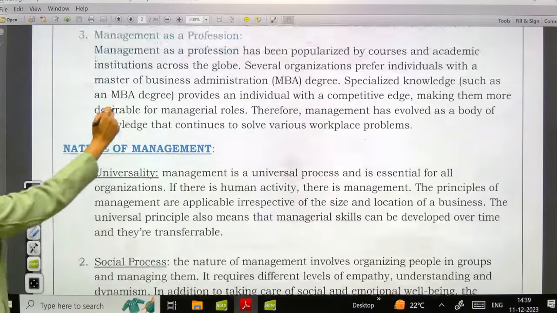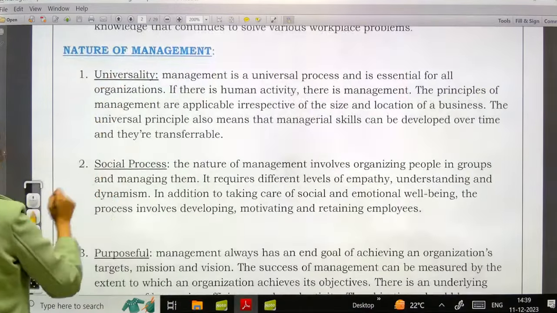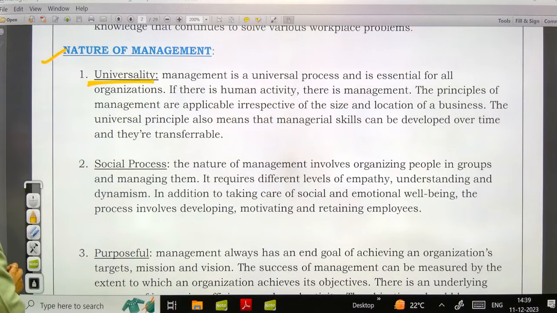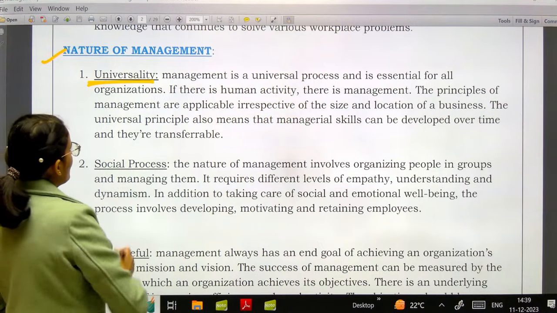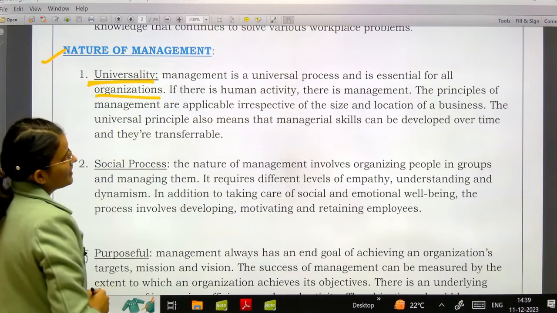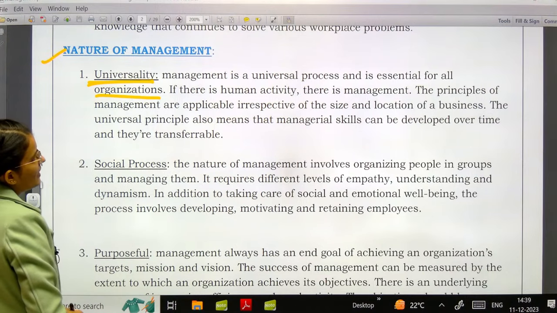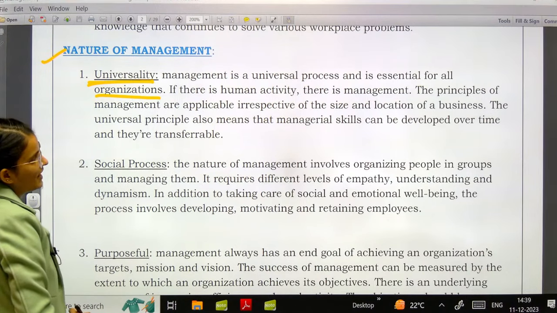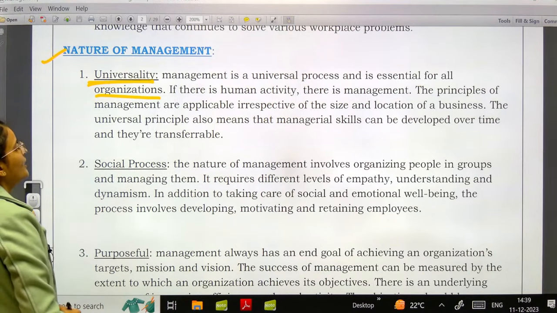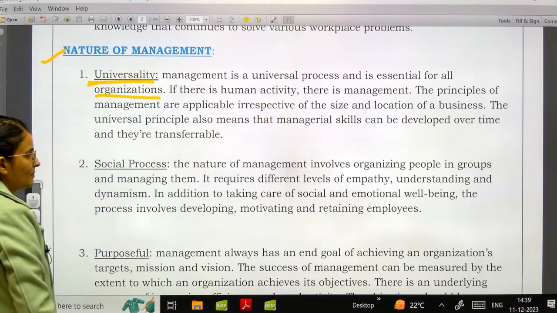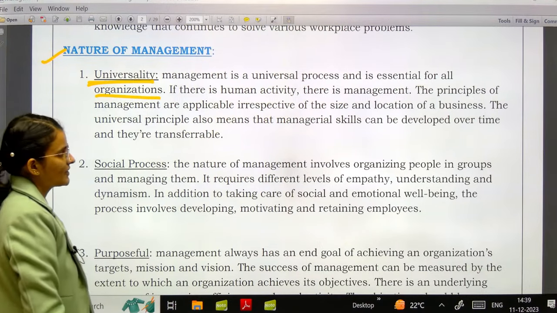Now let's look at the nature of management. First is universality. Management is a universal process and is essential for all organizations. If there is a human activity, there is management. The principles of management are applicable irrespective of the size and location of a business. The universal principle also means that managerial skills can be developed over time and they are transferable.